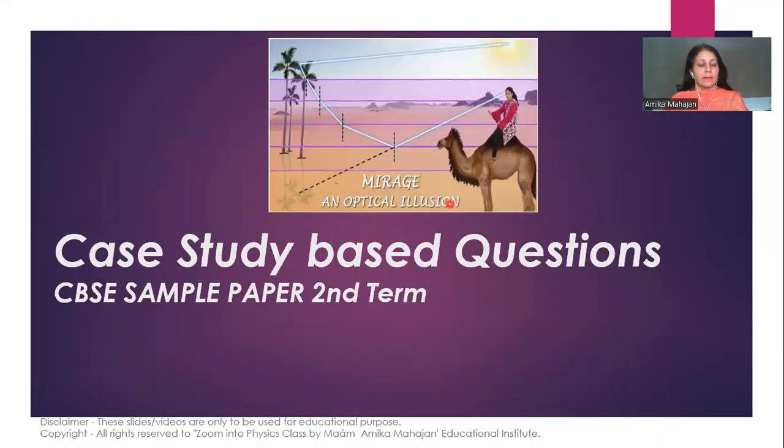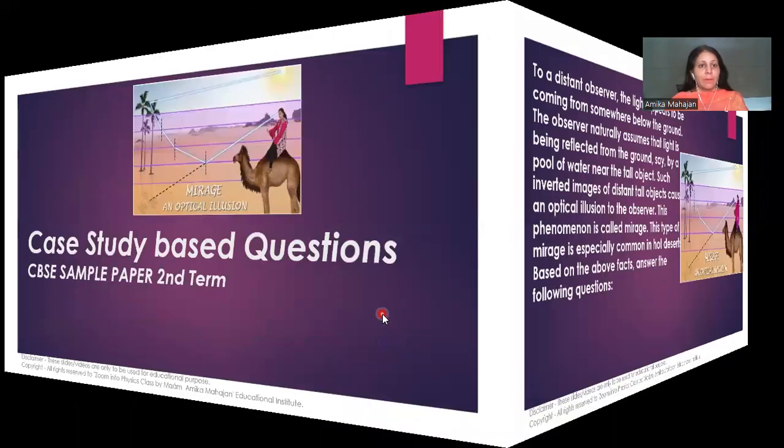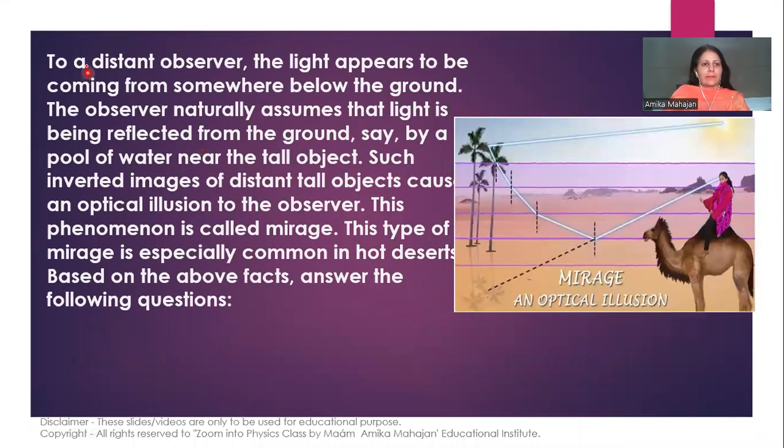This case study is introduced by CBSE in the sample paper, second term for class 12. Basically, let's read what is given in this case study. To a distant observer, the light appears to be coming from somewhere below the ground. The observer naturally assumes that light is being reflected from the ground, say by a pool of water near the tall object. Such an inverted image of a distant tall object causes an optical illusion to the observer. This phenomenon is called mirage. This type of mirage is especially common in hot deserts. Based on the above facts, answer the following questions.